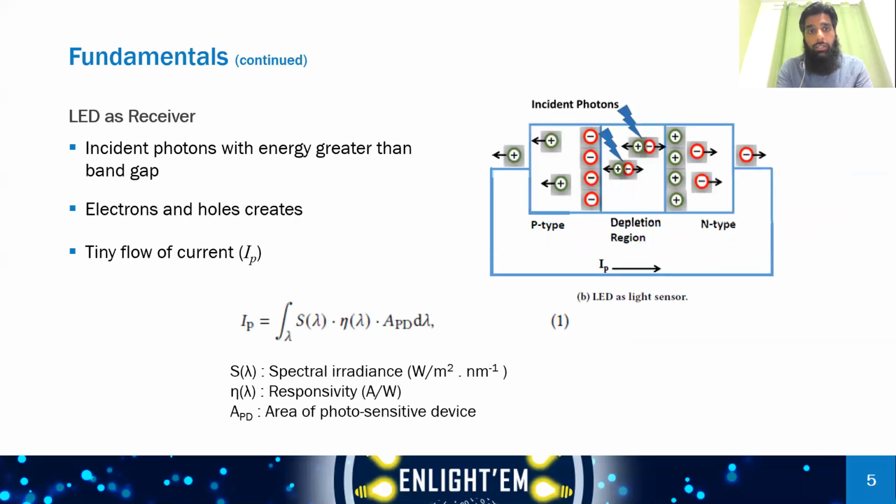And if we are using the LED as a receiver and we illuminate the LED with photons with energy greater than the band gap of the material used in the LED, it creates electrons and holes, and a weak electric field in the depletion region causes the flow of electrons and holes, which produces a tiny flow of current, the photocurrent. And you can see with equation one that this photocurrent is directly proportional to the spectral irradiance, the responsivity and the area of the photosensitive device. So the more the light, the more the optical flux, the more current will be generated.